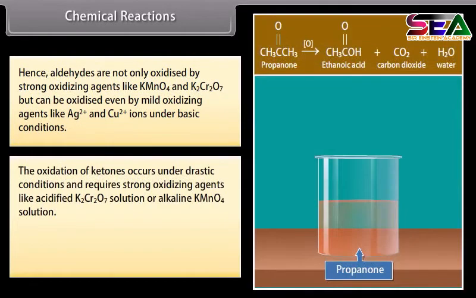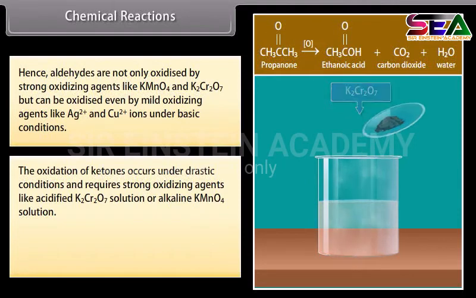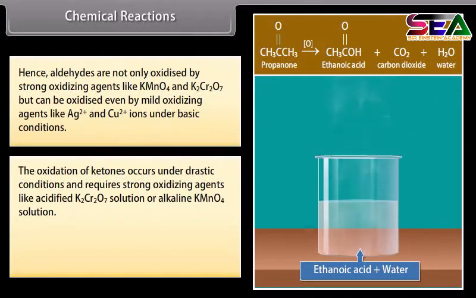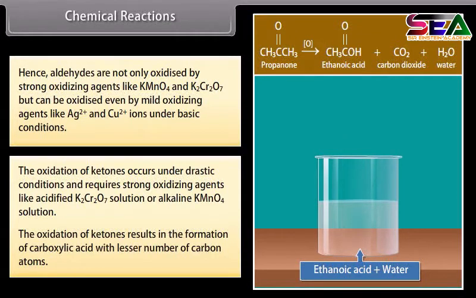The oxidation of ketones occurs under drastic conditions and requires strong oxidizing agents like acidified potassium dichromate solution or alkaline potassium permanganate solution. The oxidation of ketones results in the formation of carboxylic acid with lesser number of carbon atoms.